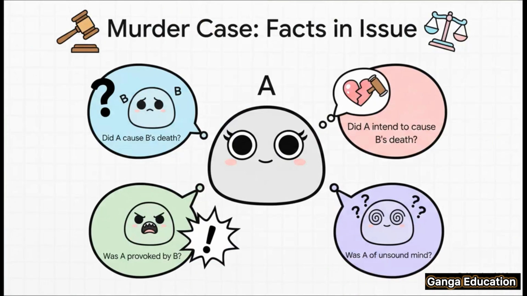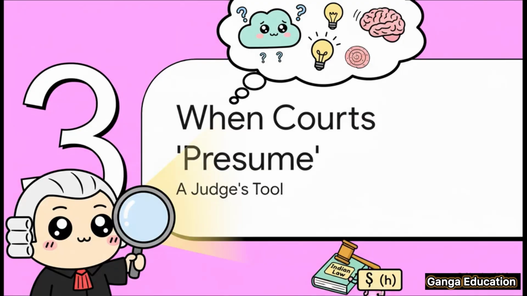So, for our murder case, these are the big questions. The facts in issue. 1. Did A actually cause B's death? 2. Did A intend for it to happen? 3. Was A provoked? And 4, was A in a sound state of mind at the time? The entire trial, every piece of evidence, every witness, it all comes down to proving or disproving just these 4 things.